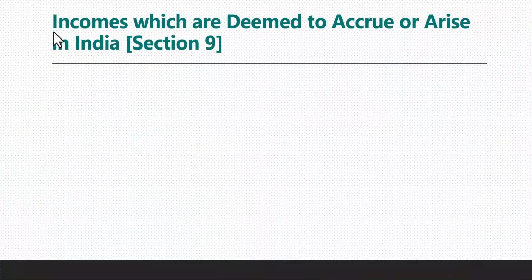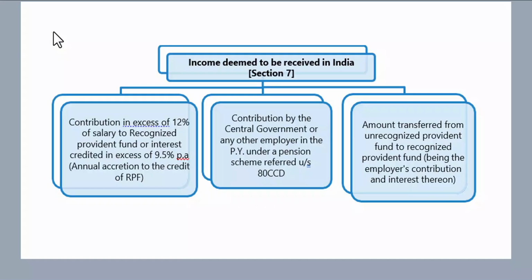So what we were looking at, just to repeat this so that it gets recorded: income deemed to be received in India is defined under Section 7. There are some more cases which I have not discussed, but the first case which we have already discussed is that the contribution in excess of 12% of salary, contributed by the employer and going into your recognized provident fund, is treated as income deemed to be received in India.